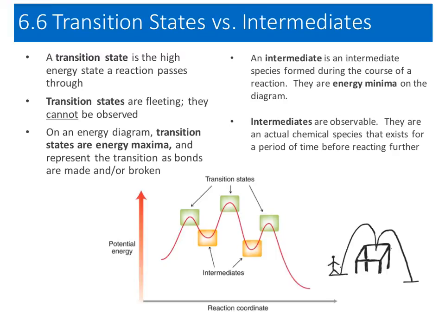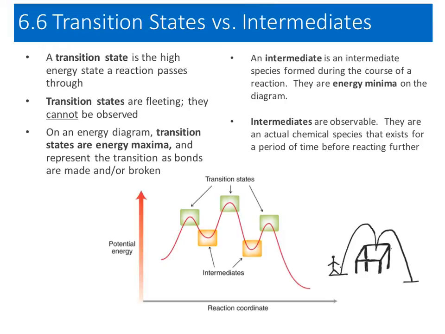A transition state, as its name implies, is a state that the reaction passes through, and we cannot isolate a transition state. So a transition state is a maximum and represents a transition as bonds are made or broken. However, an intermediate is a species that is formed during the course of the reaction.